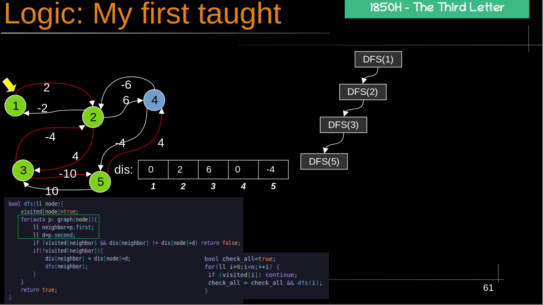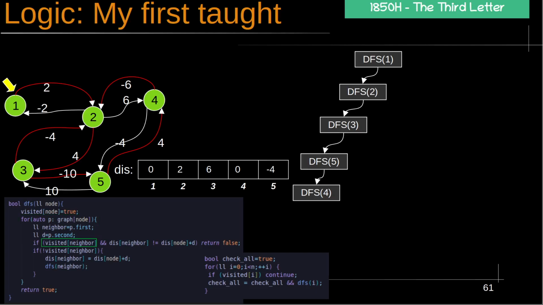We can go to 4 here, the neighbor 4, from 5 to 4. 4 is not visited, so we update its distance, which is the distance from 1 to 5 plus the weight from 5 to 4, which is 4. So the old distance, it will be 0: minus 4 plus 4 is 0. And we perform a DFS on 4. We mark it as visited. We check the neighbors of 4. We can go to 2, from 4 to 2.